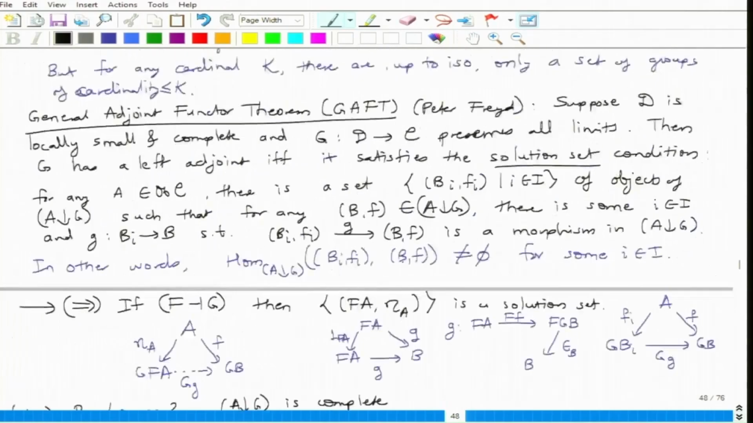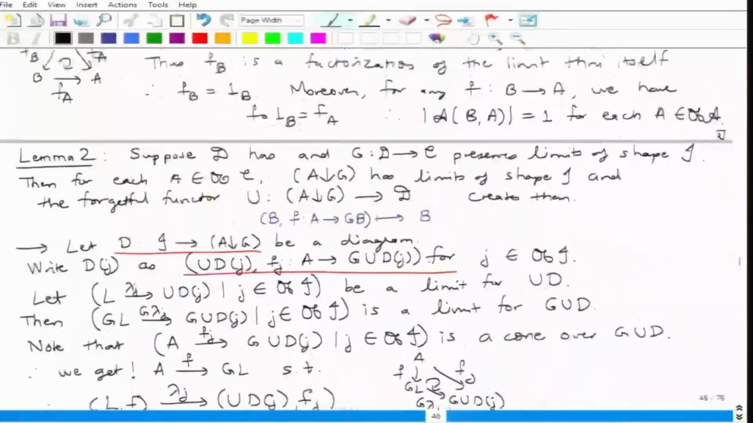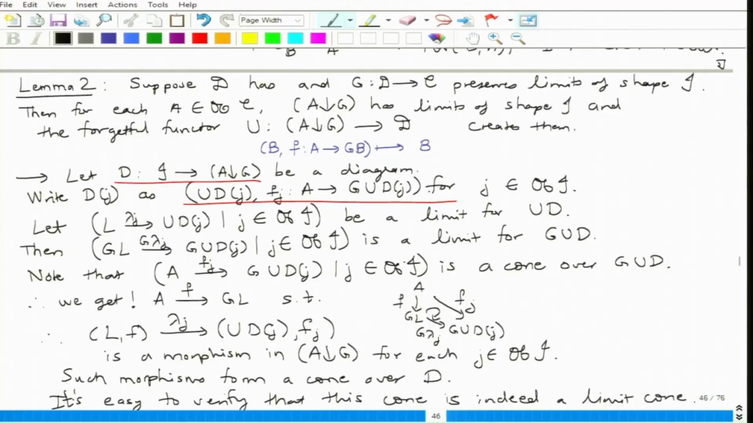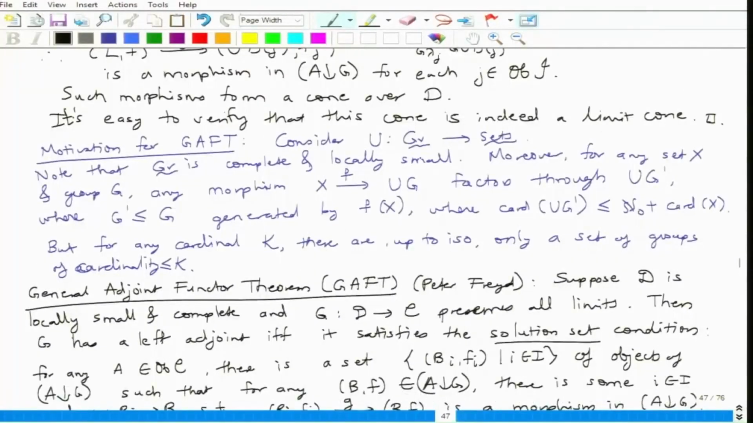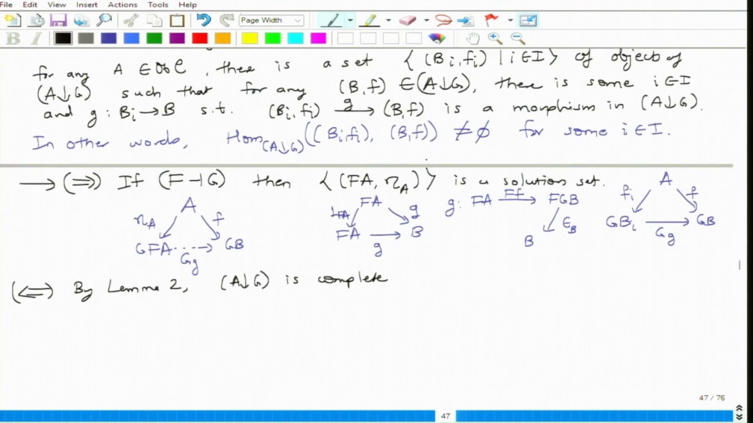Let me show you lemma 2. See, lemma 2 says that if D has limits of shape J and G preserves them, then A arrow G also has limits of shape J. But in the statement of our GAFT, we have said that D is complete and G preserves all limits. So therefore, A arrow G has all limits. So it is complete. Okay. So we have used this. And D is locally small.